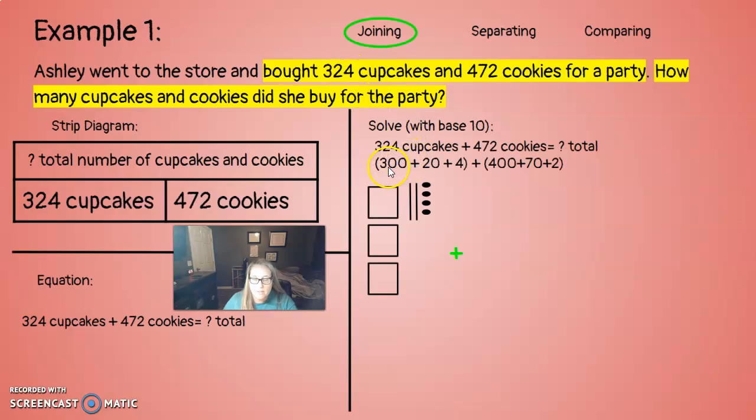And I actually wrote it in expanded form to help me remember that. So here's my 300s, 1, 2, 300, 2 tens, so if I count by tens, 10, 20, there it is, plus 4, 1, 2, 3, 4.